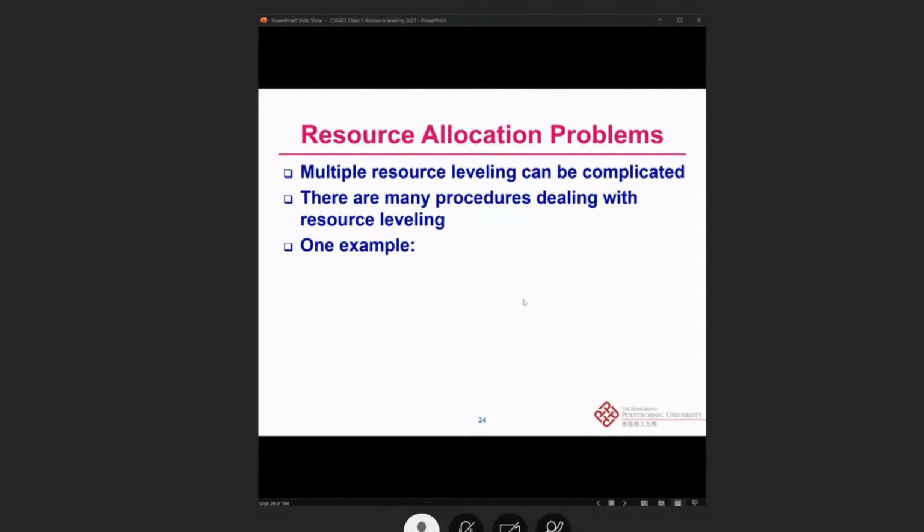Okay, the next example I want to show you is multiple resource leveling, which will be very complicated. There are many procedures dealing with resource leveling. This is one example, a kind of general rule that we can follow, but like I said, it is very, very difficult to do manually.